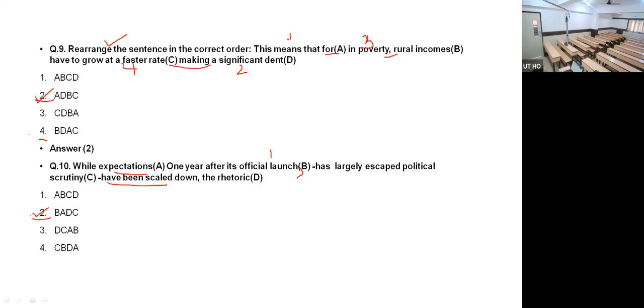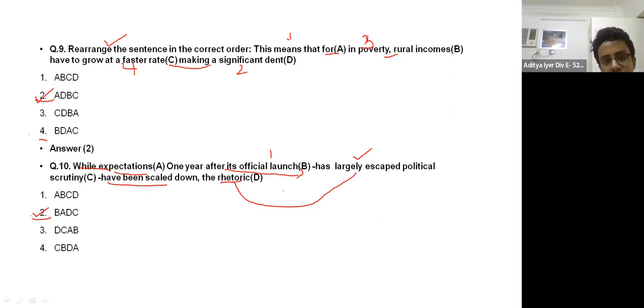So "1 year after its official launch," we don't have what the official launch is, but we have something like "while expectations." We have a contrasting idea. Expectations have been scaled down. The rhetoric has largely escaped political scrutiny. That makes sense? So what are you linking? Expectations scaled down, rhetoric escaped political scrutiny. Now, "its official launch," we are talking about a subject over here.